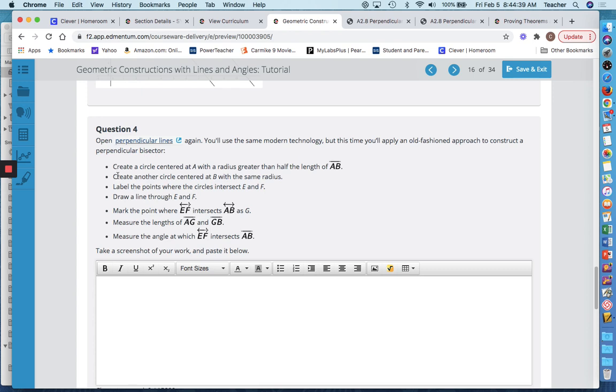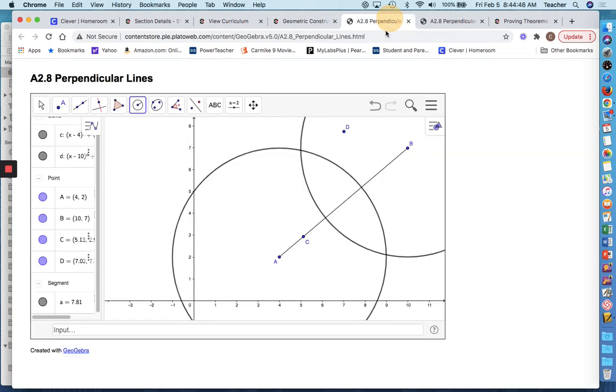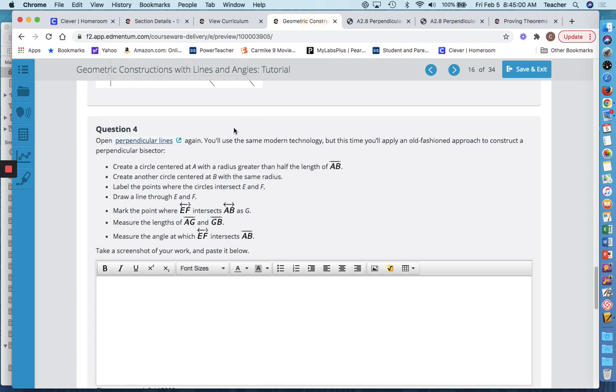All right, so I'm done with the first 2 bullet points. The third bullet point, label the points where the circle intersect E and F. So I'm going to label the intersection at the top E and the intersection at the bottom F. So come over here to point. Come over to where they intersect, and that's going to be my E. Down here where they intersect, that's going to be my F. So that's your third bullet point.